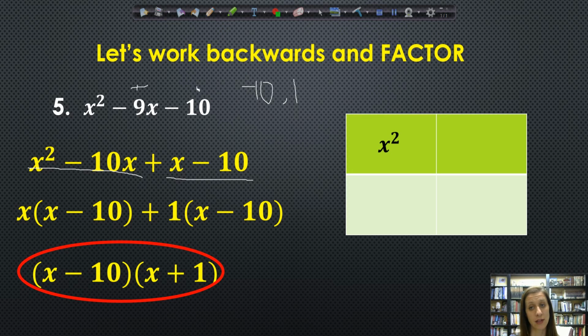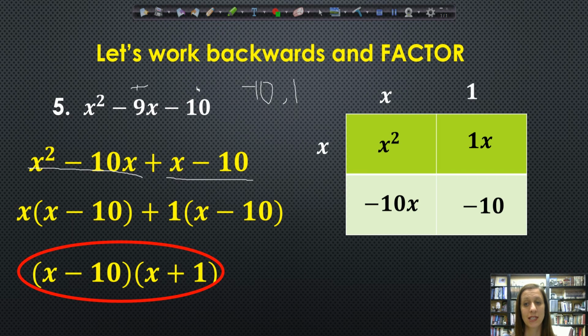So filling out the box, you would have the x squared. You would have the negative 10. Again, you have to go back. What multiplies to give me negative 10 but adds to give me negative 9? And that's where you're going to fill in your negative 10x and your 1x. The placement of these don't matter. So now work backwards. X squared will be x times x to give me 1x. That has to be a 1. And to give me negative 10x, that has to be a negative 10. So I get the same factors. X minus 10 would be the first factor. X plus 1 is the second factor.